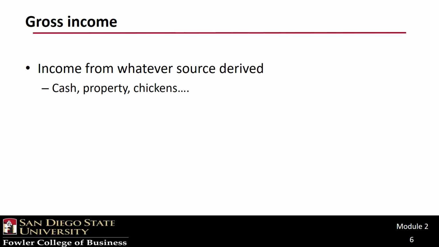We now know that gross income is a big inclusive umbrella that invites all kinds of income to the party and really isn't picky at all.